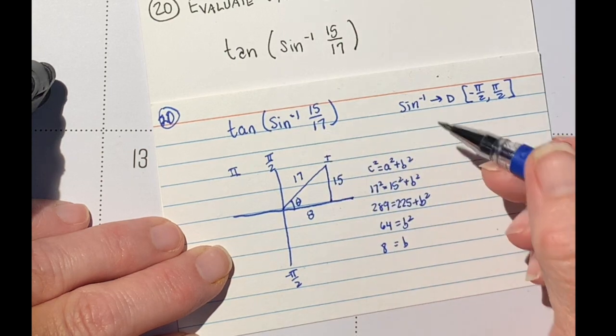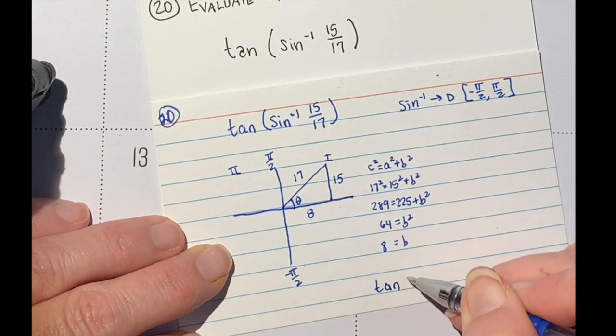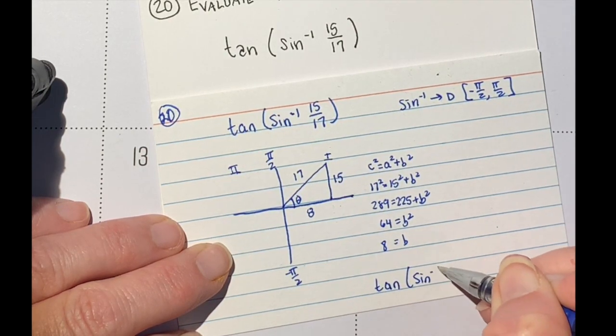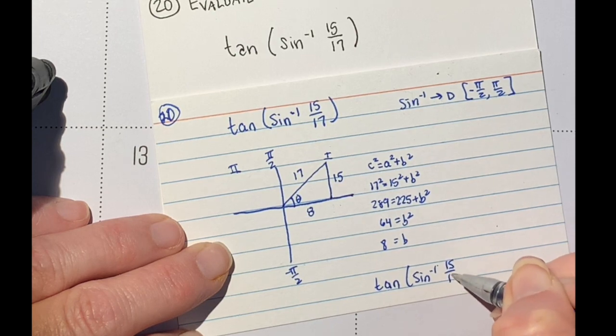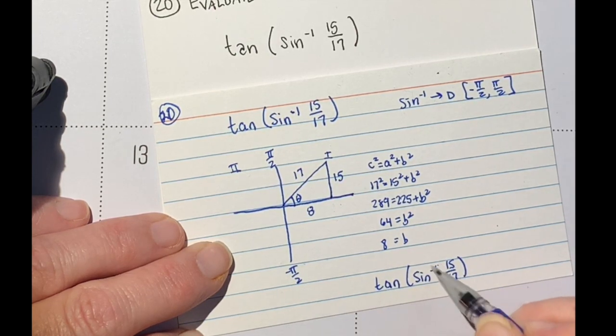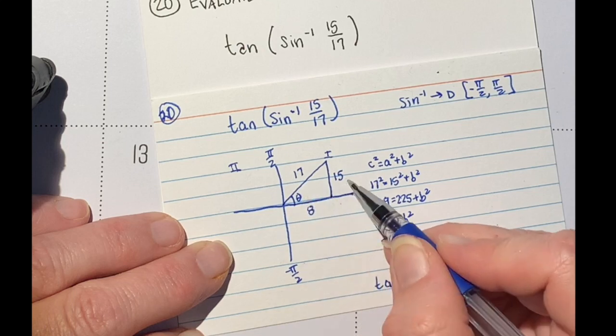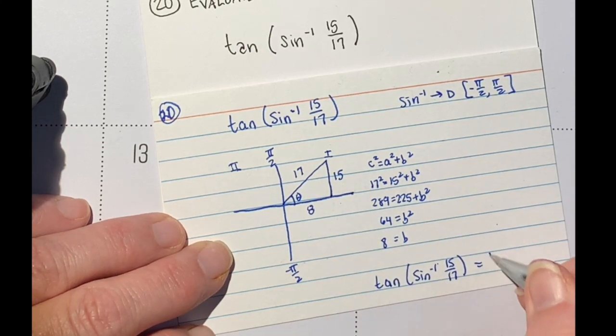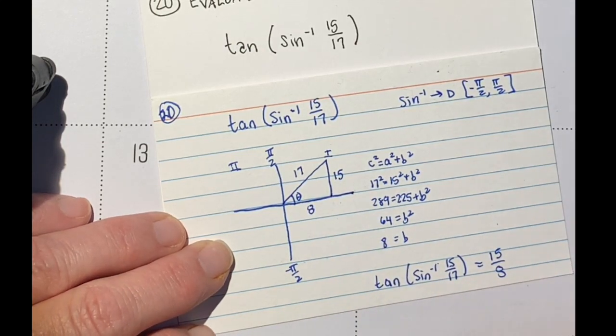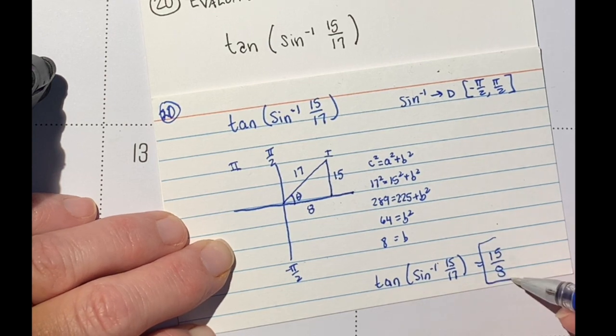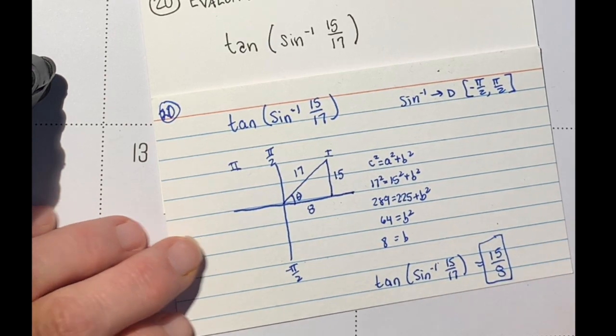So now I can give the tangent of the inverse sine of 15 over 17. This angle is this angle, and then the tangent of this angle is opposite over adjacent, 15 over 8. And that is the answer. And that is the last problem on the review.